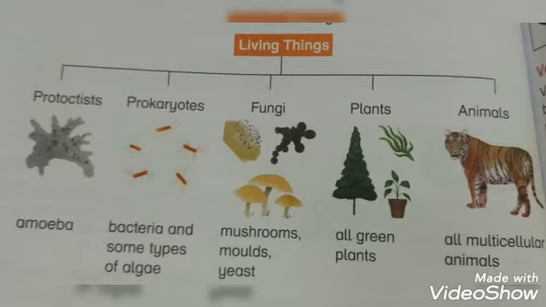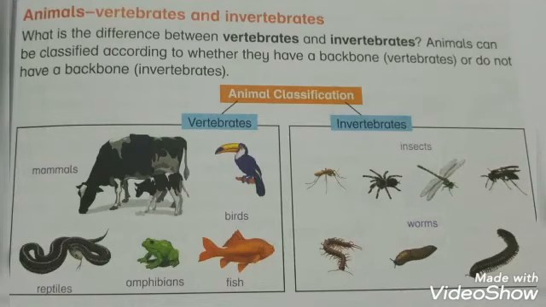So today the topic of our lecture is classification of living things. In the 18th century, scientists started putting living things into certain groups and giving them scientific names that could be used all over the world. This process is called classification. They divided living things into 5 kingdoms: protists, like amoeba; prokaryotes, like bacteria; fungi, like mushrooms; plants, for example, all the green plants; and the last one is animals, which include all the multicellular animals.